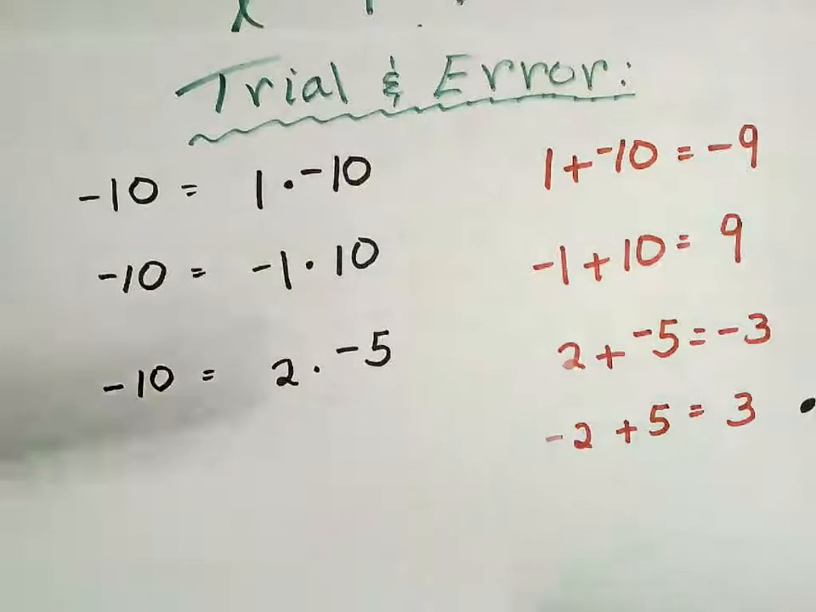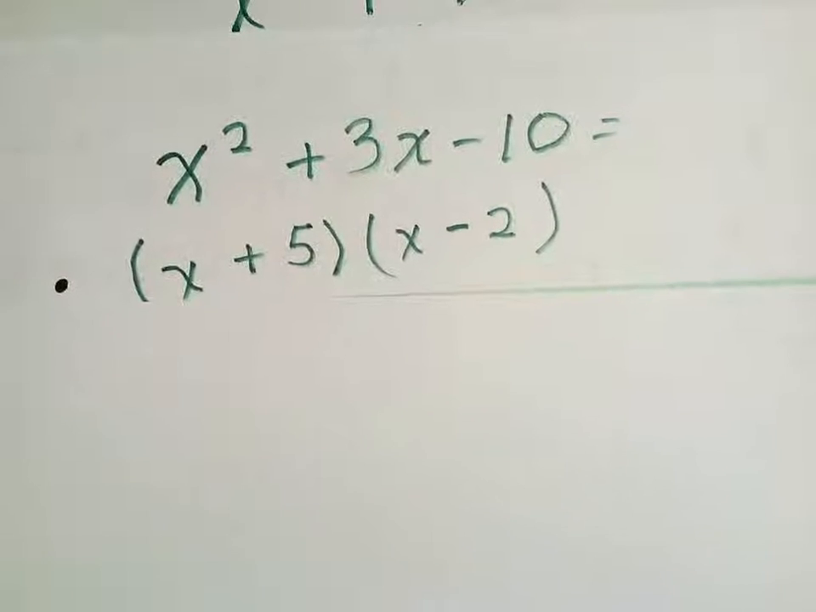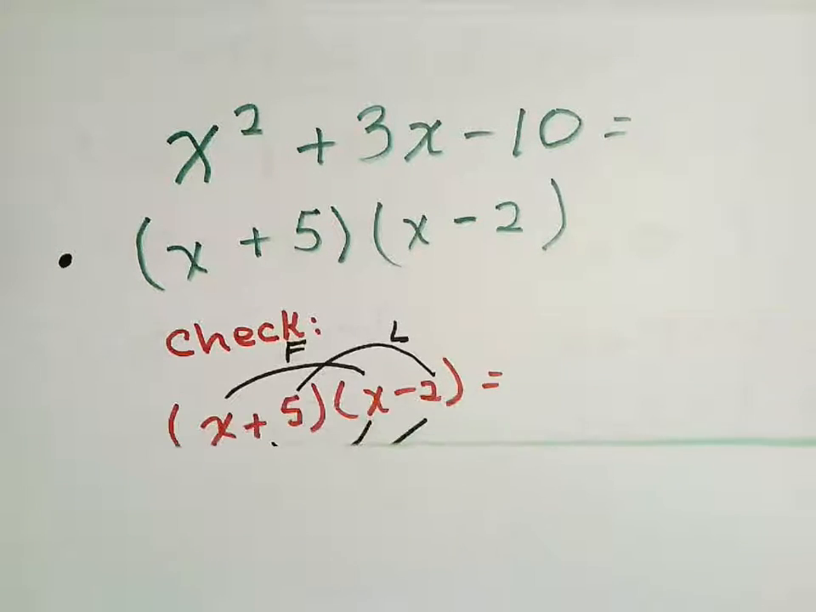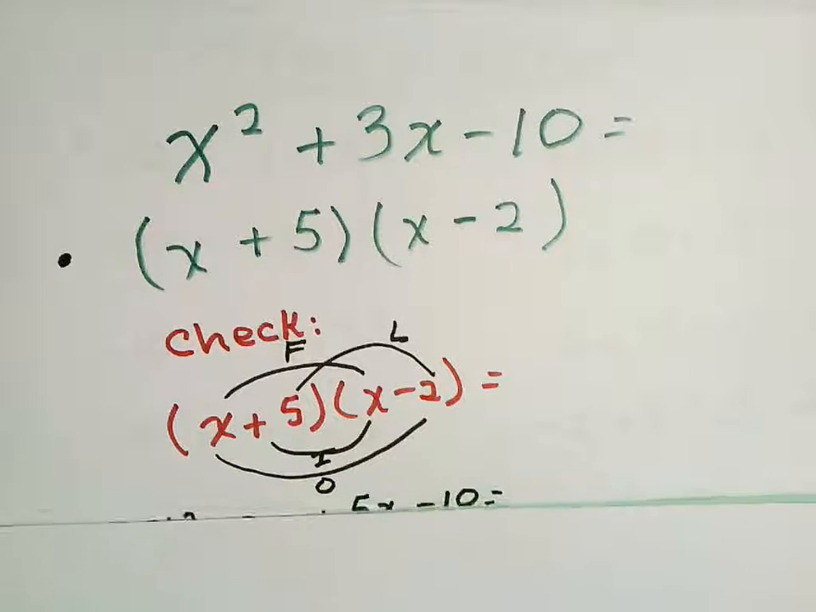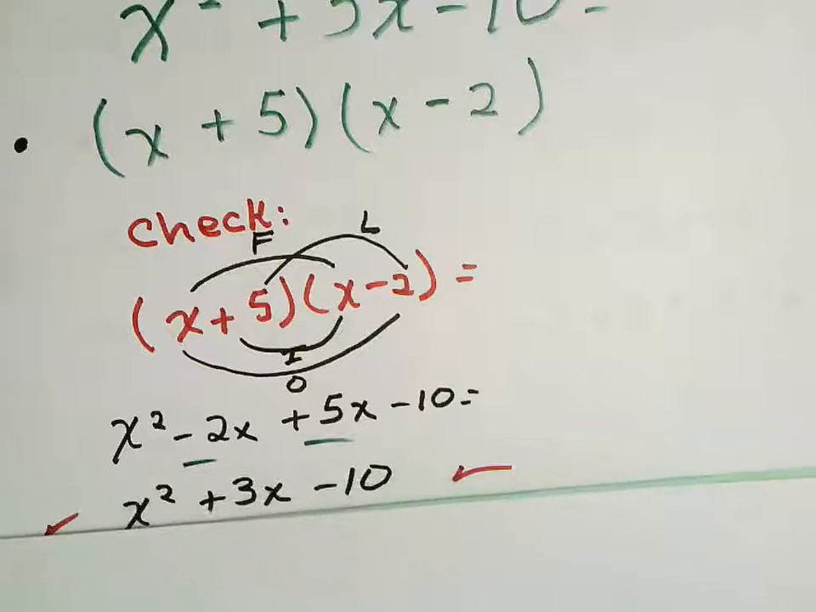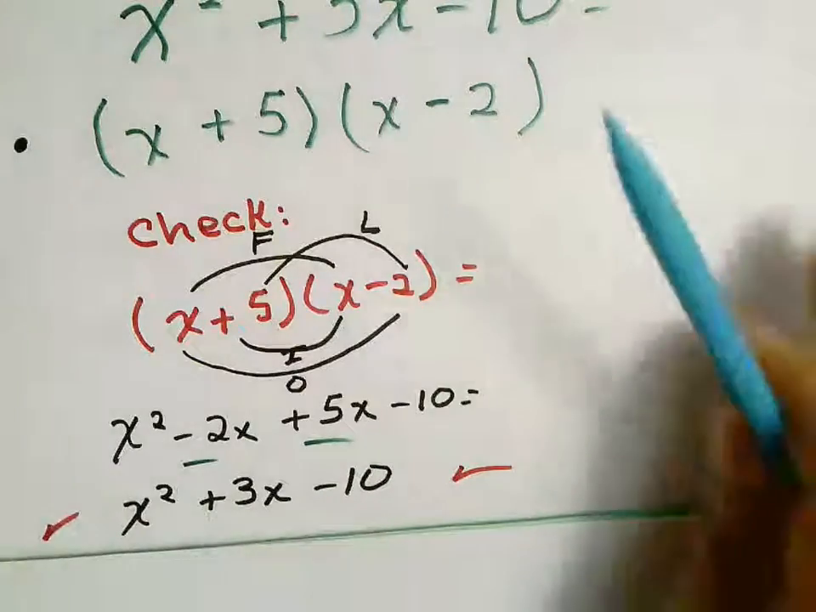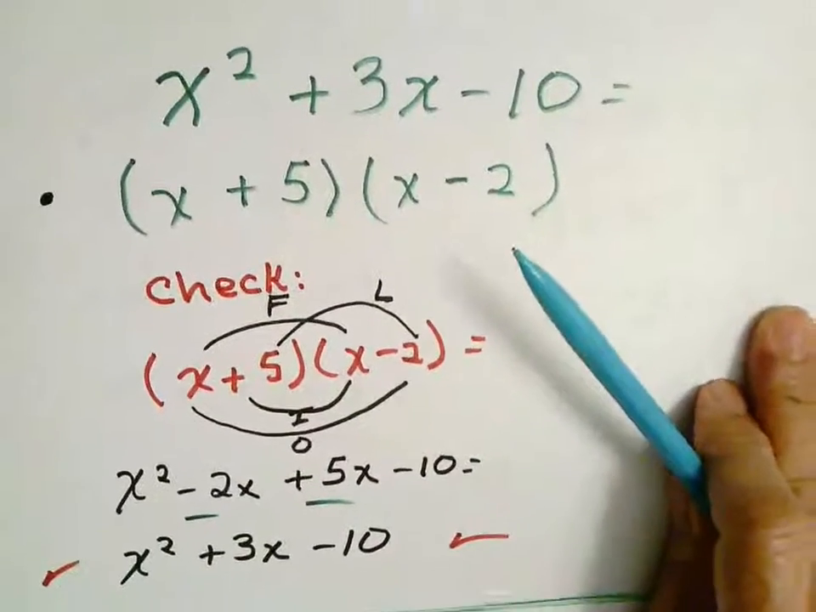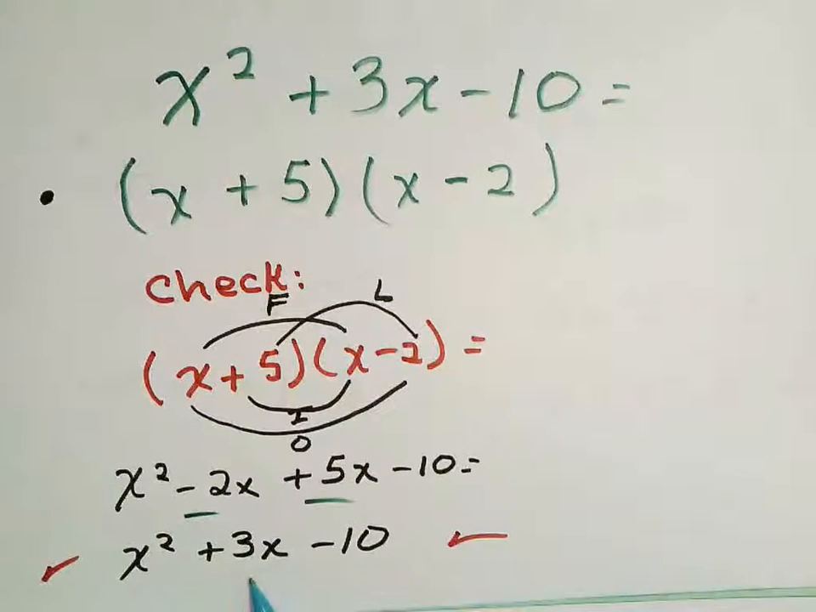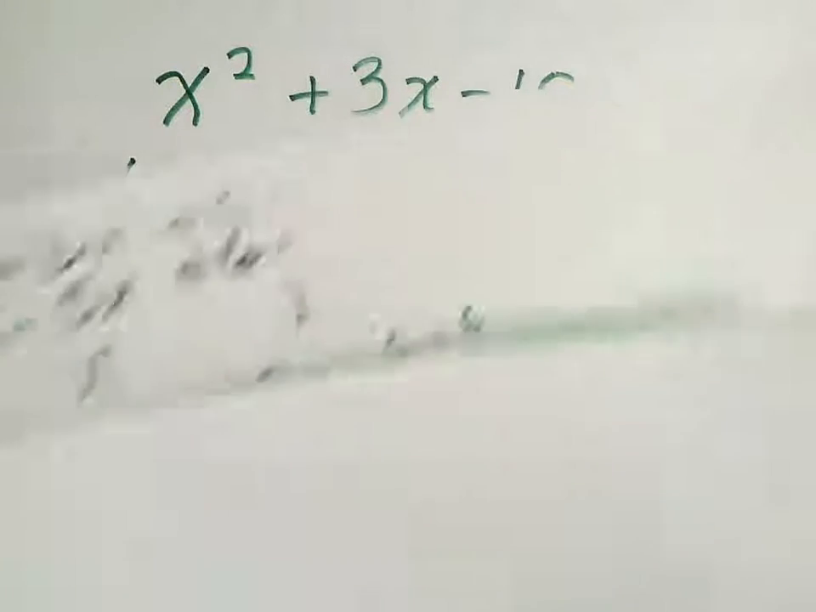And after trial and error, I want you to go back and check it. You want to check to see if this answer is correct. So we're going to FOIL using our first, outer, inner, last. And when we FOIL, you see we get the original problem. Let me move this down so you can see it. So when we FOIL, we get the original problem, which is x squared plus 3x minus 10. Let's do another example.